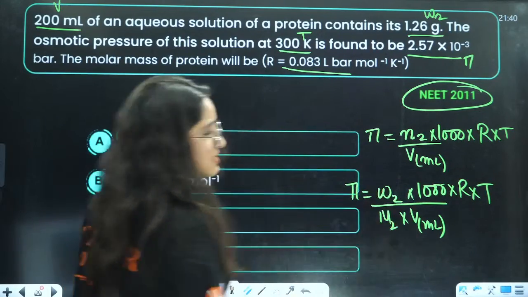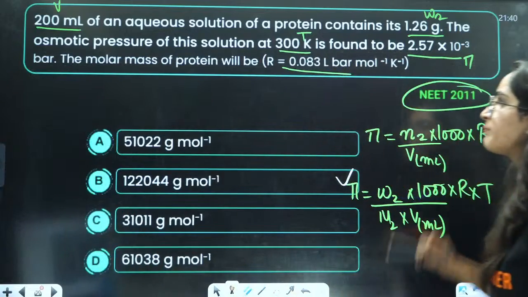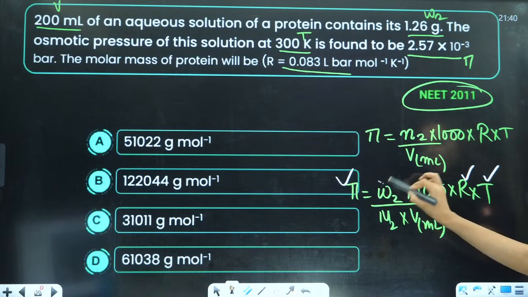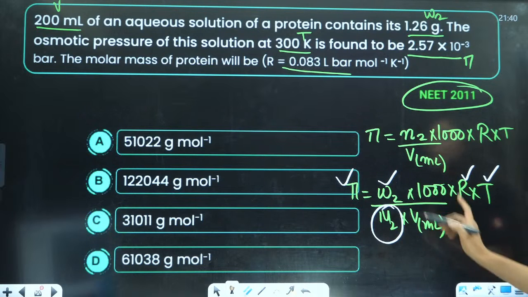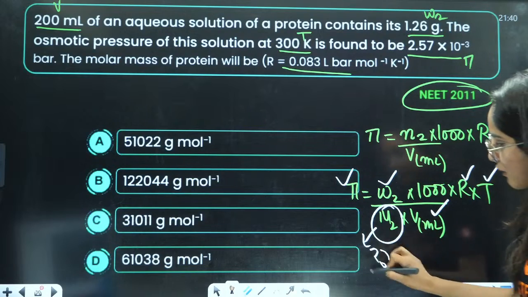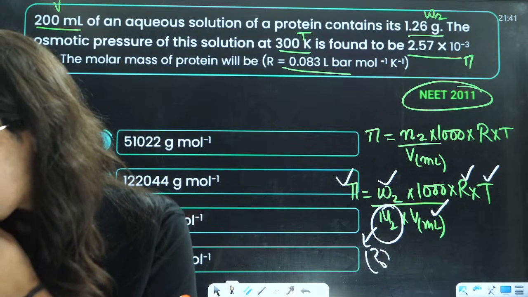Now everything is given to you. Pi is given to you in bars, so R is also in bars. R is given, temperature is given in Kelvin, right? W2 is given as 1.26. This you have to calculate. Volume is also given in milliliters. So this is the thing that you have to calculate. Put down all the values and you will be able to answer this, right? Okay.